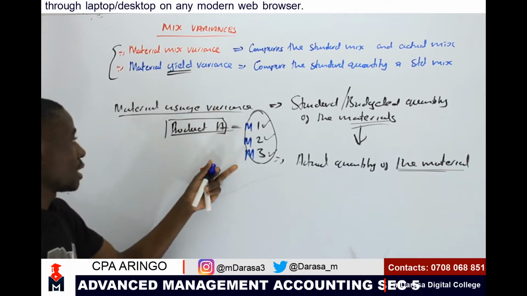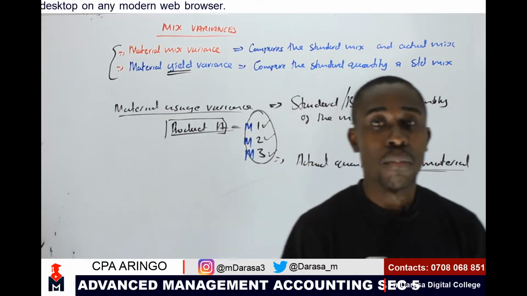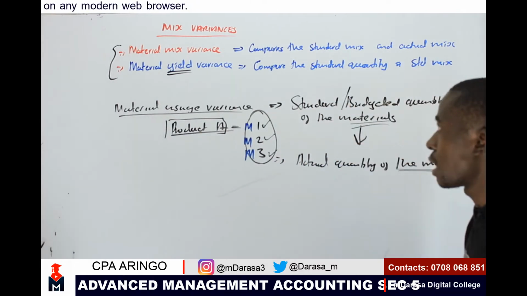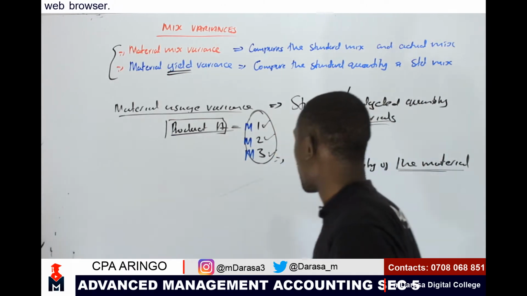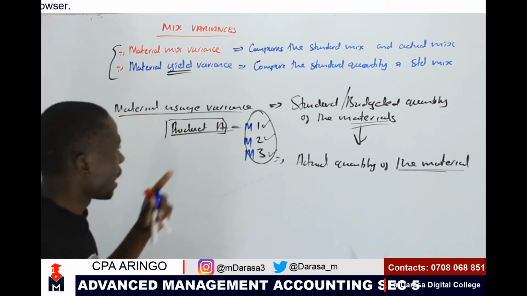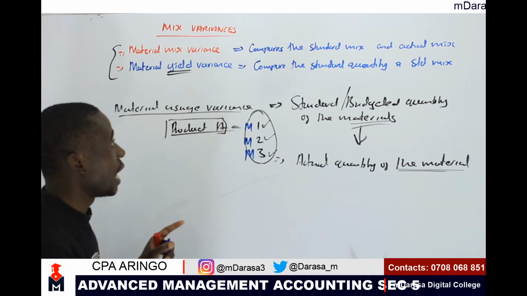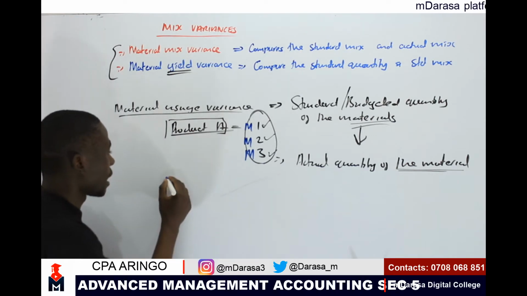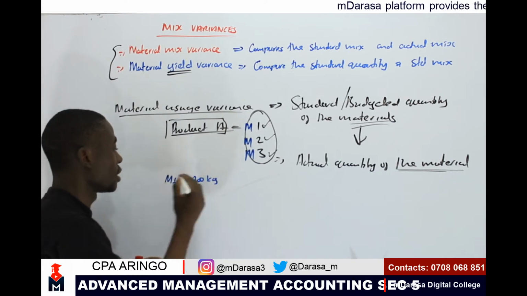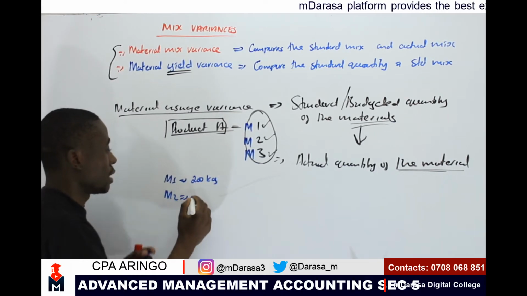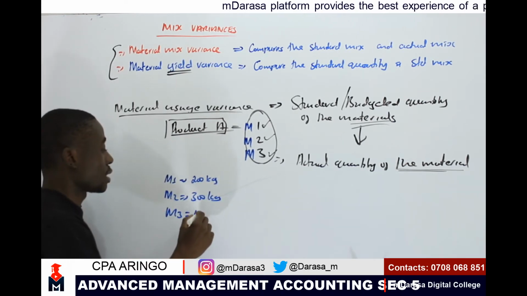So looking at this case, because variance is all about assisting us to compare our performance, yield will come in by comparing, for example, what I had budgeted, that is a standard quantity. M1 had budgeted to use, say, 200 kgs. M2 maybe had budgeted to use, say, 300 kgs. M3 maybe had budgeted to use 400 kgs.